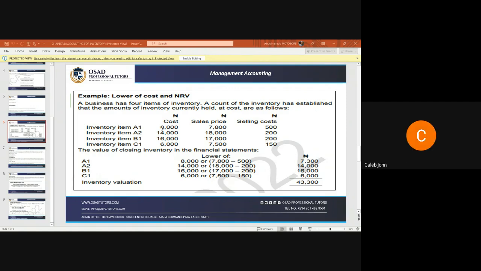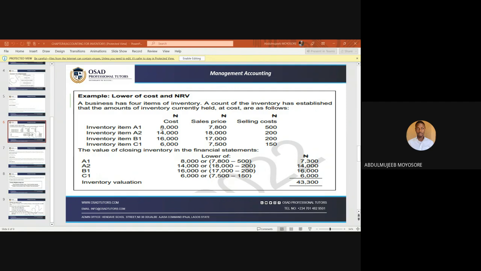Is this also regarded as the closing inventory or closing stock? Yes, this is what you use as closing stock. This is the value of inventory at a particular point in time: the lower of cost and net realizable value. When you want to input it in the financial statement, the statement of financial position, it is this value that you input. Do you understand?